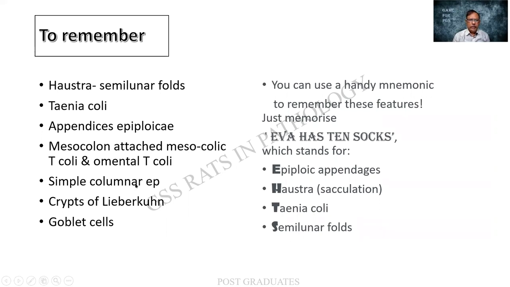It is lined by simple columnar epithelium along with a good number of goblet cells. Crypts of Lieberkühn can be seen. So this is the brief overlook of the anatomy and the histology. If you have got any doubt, you can please remember this mnemonic. Eva has 10 socks. Epiploic appendages, haustra are the circulations, tinea coli, and the semilunar folds.